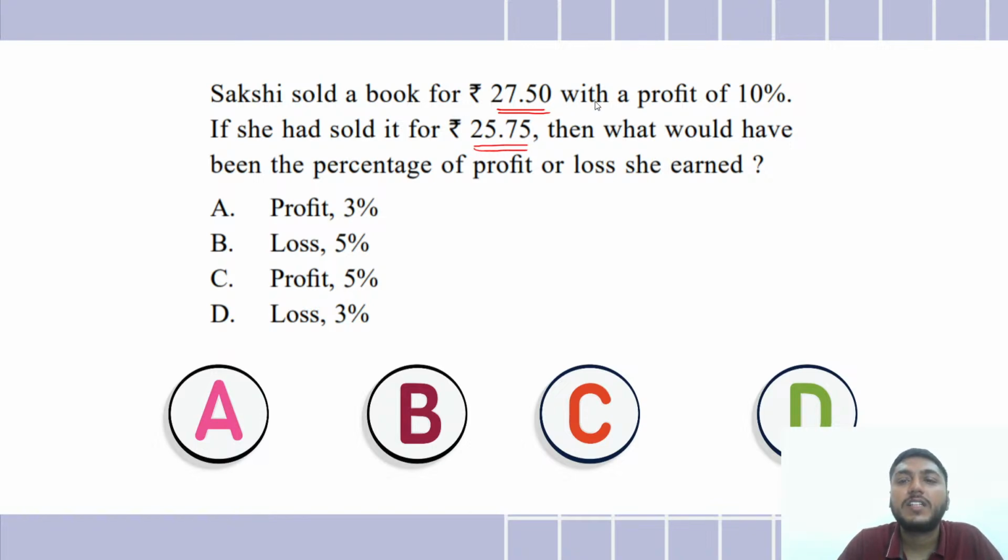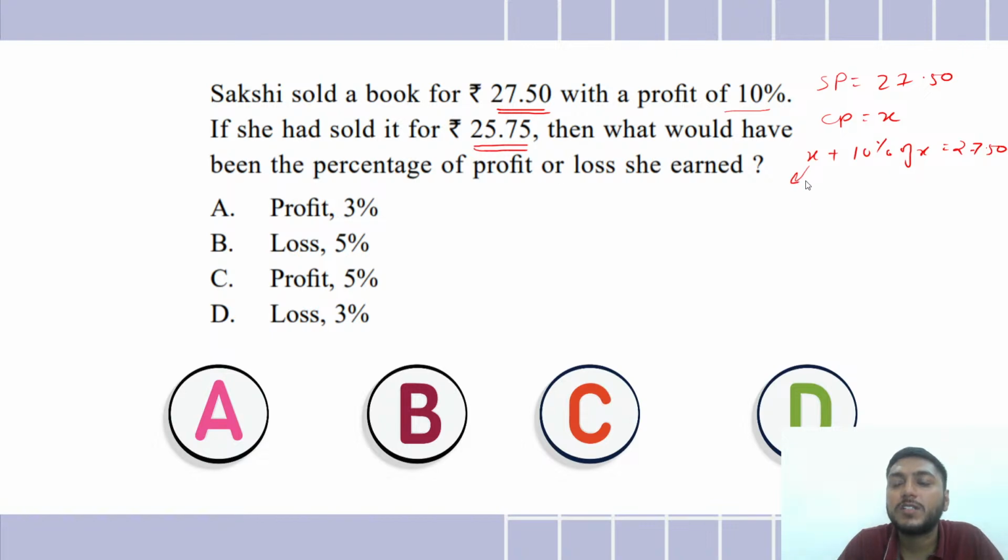Sakshi sold a book for 27.50 rupees. So this selling price is 27.50, right? With a profit of 10%. So now let us assume the CP as X, right? The CP as X. So X plus 10% of X is 27.50, right, students?